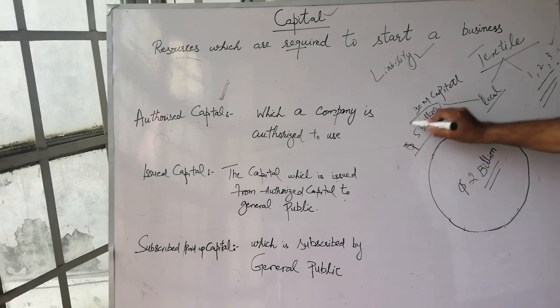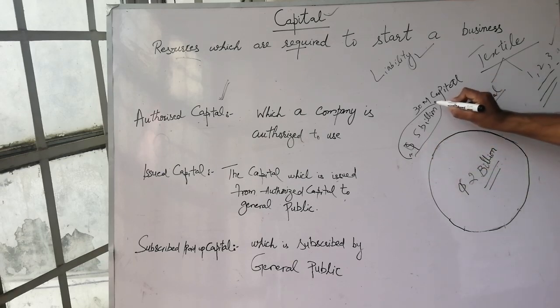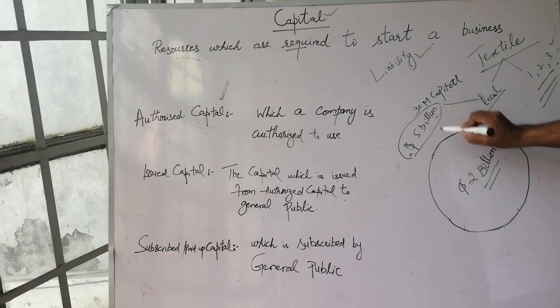So the 5 billion should be authorized capital. They don't need 5 billion now, but they would need 5 billion rupees in the future. So by looking at this vision, the good management of the company will fix their authorized capital at rupees 5 billion.